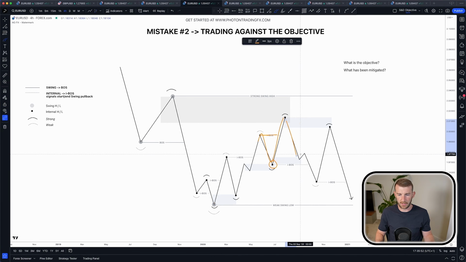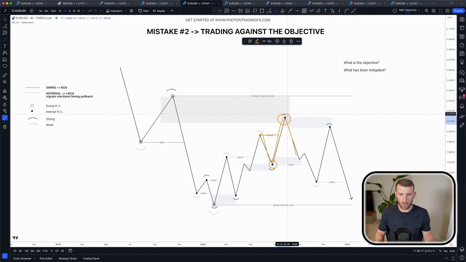So when price comes back, just like before, should we look for longs to continue that movement? Well, this is where you have to ask yourself these two questions. What is the current objective and what has been mitigated? So if the swing trend is bearish, but the internal trend is bullish, then what is the objective at the moment of the internal structure? The objective is to play the swing pullback up to premium supply.